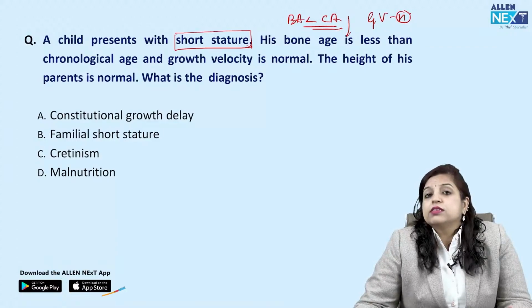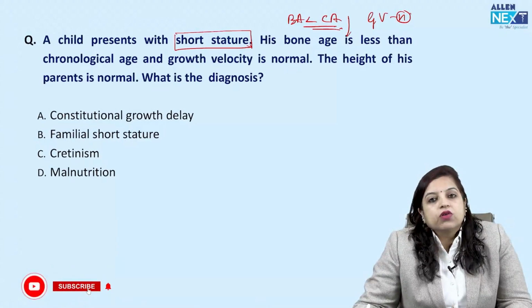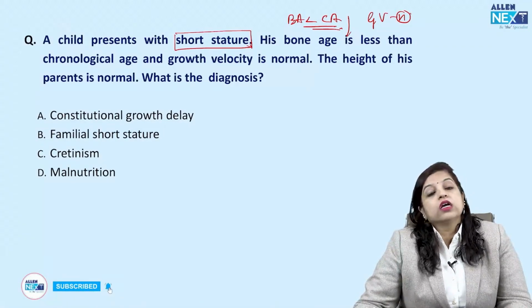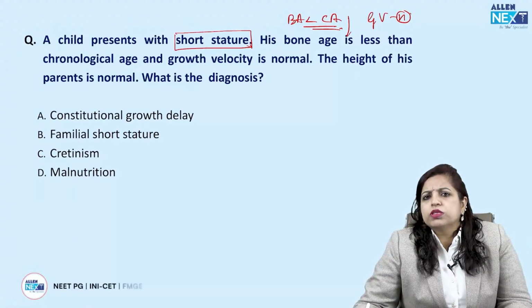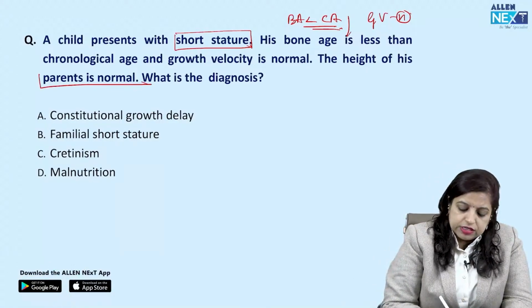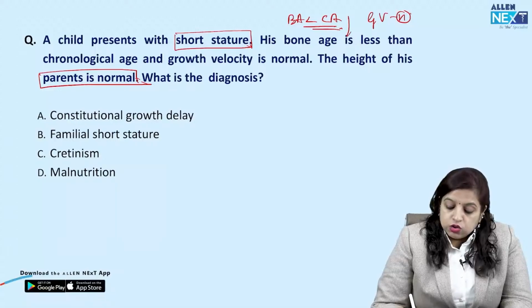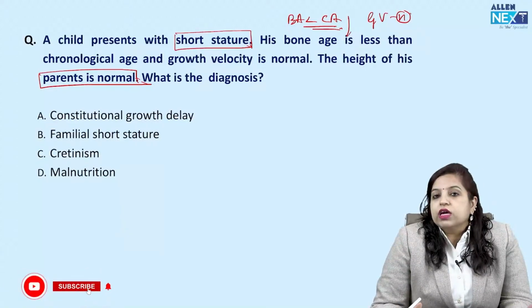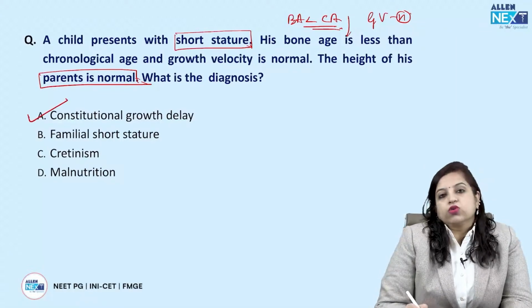More or less, the growth velocity being normal, and still he is of short stature, probably denotes something to do with his normal physiology. That is the biggest clue you can get over here. And then again, the parents' height is normal. So in this case, my straight away answer would be, yes, you guessed it right, it is going to be constitutional growth delay.